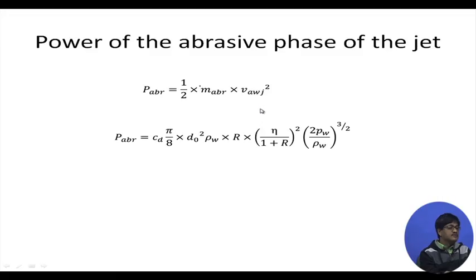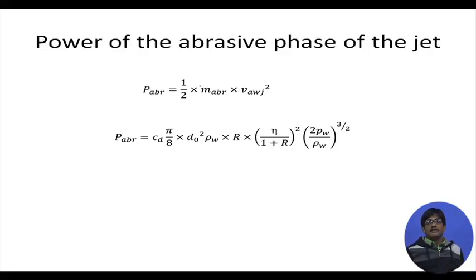So, let us look at the expression now. Yeah, almost everything is in place. Pi by 8 as we predicted, C d into d0 square into rho w. This rho w and this rho w will ultimately produce 1 by rho w to the power half. And eta by 1 plus r whole square into r into 2 p w, etc. So, everything is matching. So, we find that the power of the abrasive phase can be written to be exactly proportional to the power of the liquid phase, water only.